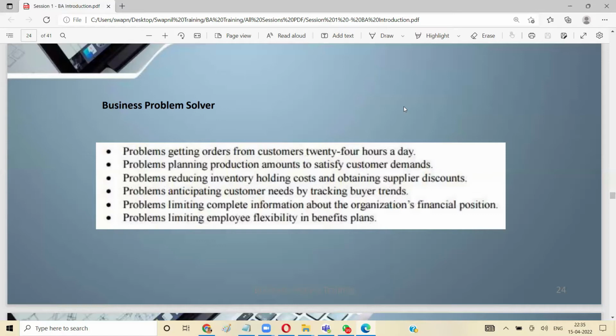Getting orders from customers. So customers are placing orders, but you are not getting them. Correct? 24 hours a day. So what this keyword tells you is that sometimes there is no problem. Only at times there is a problem.